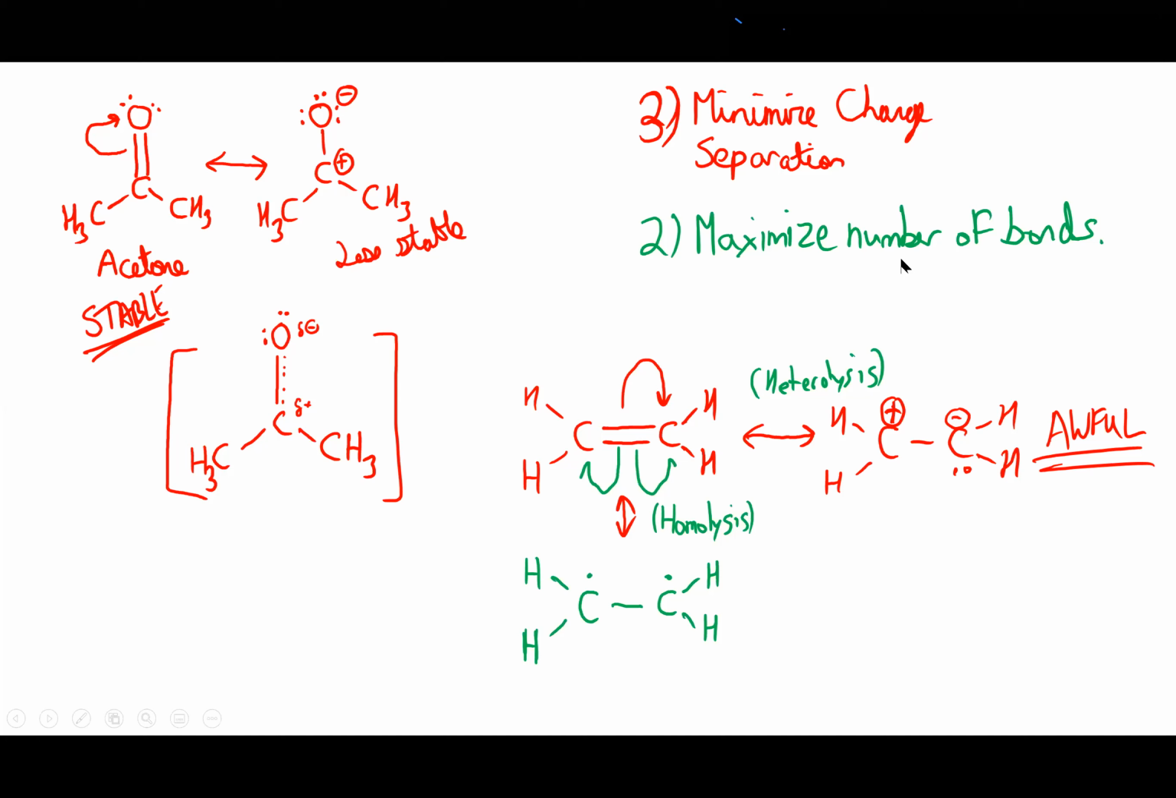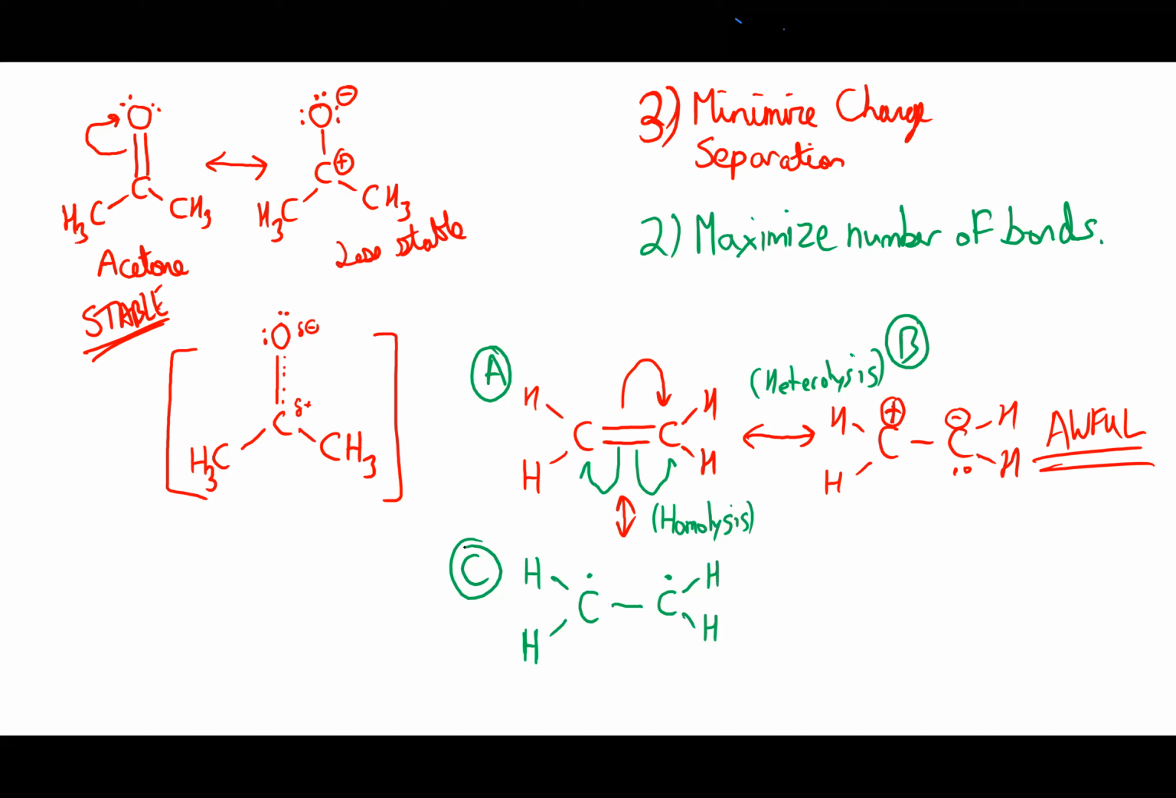So homolysis is breaking the bond equally. And what we want to do is maximize the number of bonds. One of the reasons why A is so much more stable than C is there's no charge separation, and we're maximizing the number of bonds. We're keeping everything at full octet, and we're maximizing the number of bonds.